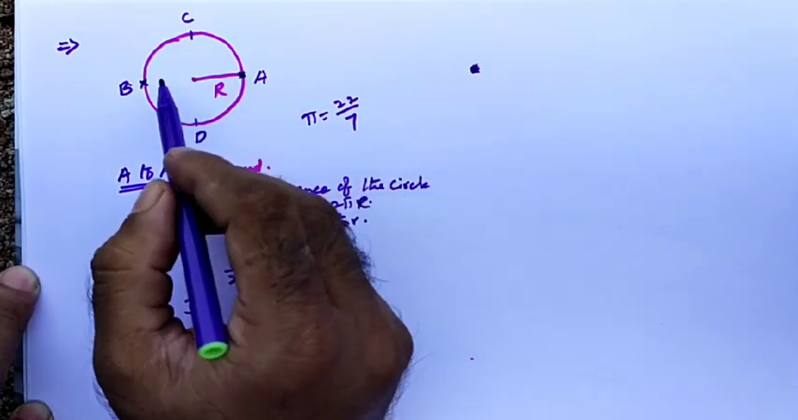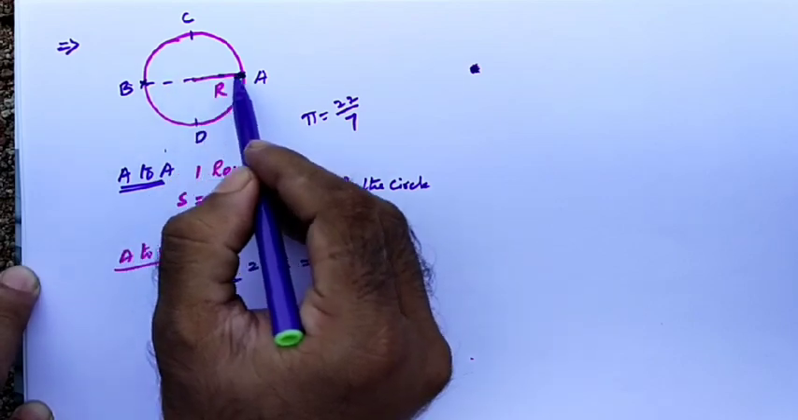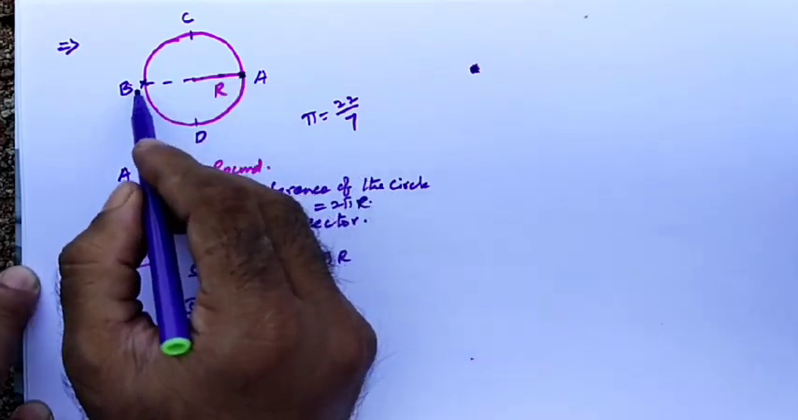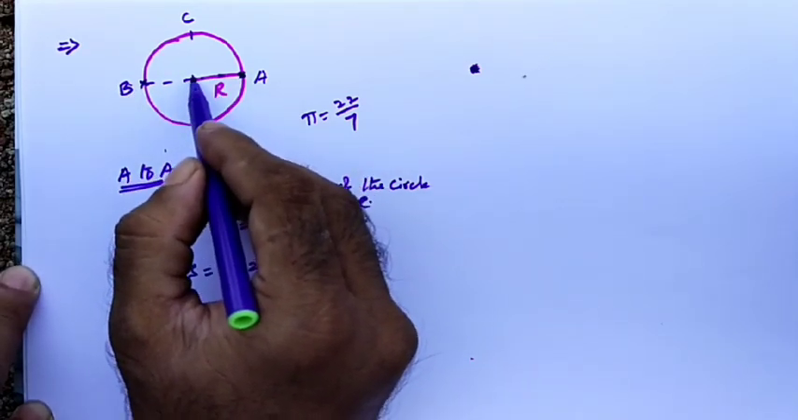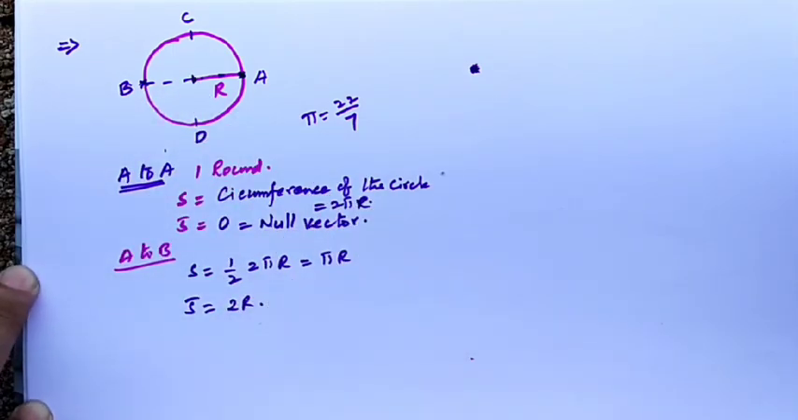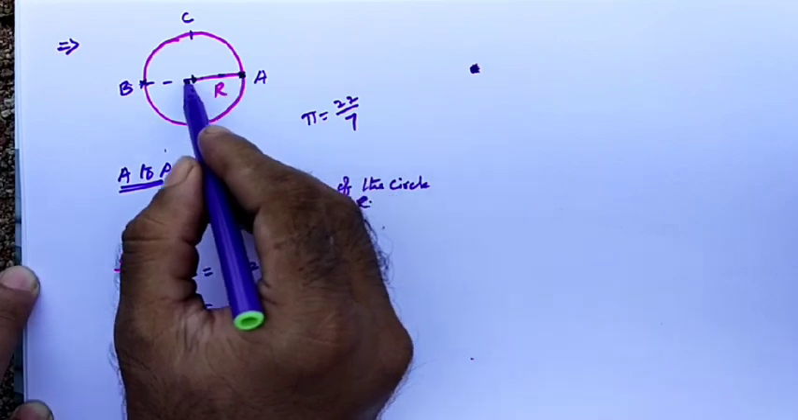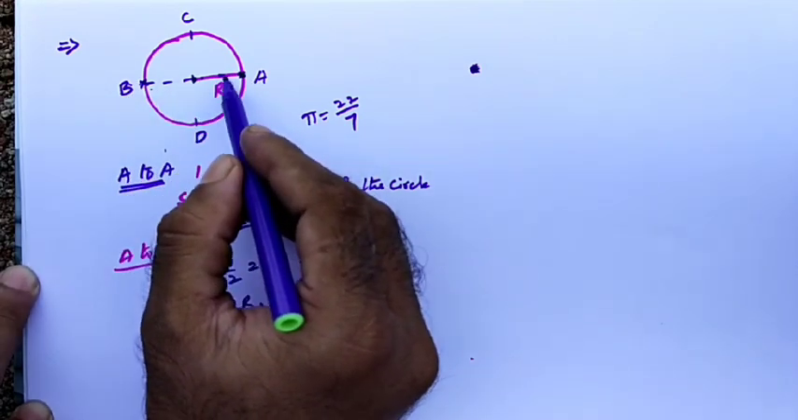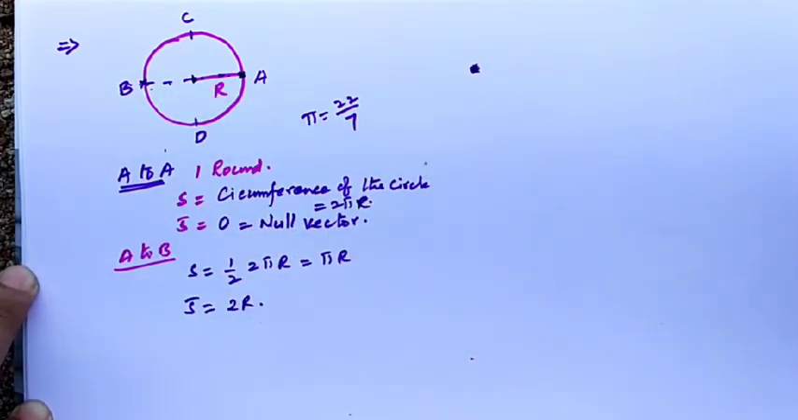This is the initial point and this is the final point. Just draw a straight line. What is the length of this straight line? This is r and this also is r, so that is 2r. So the length of the straight line is r plus r, 2r.